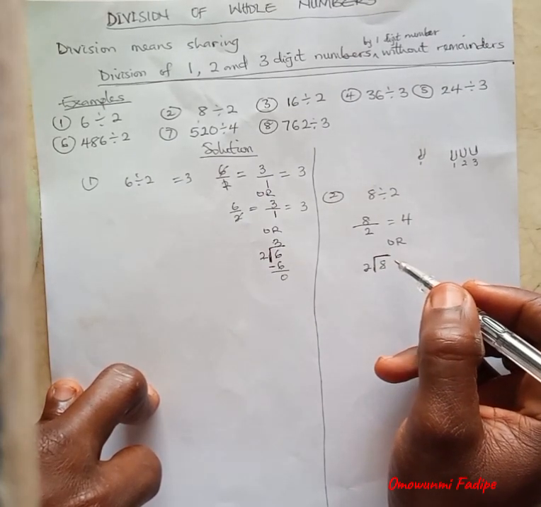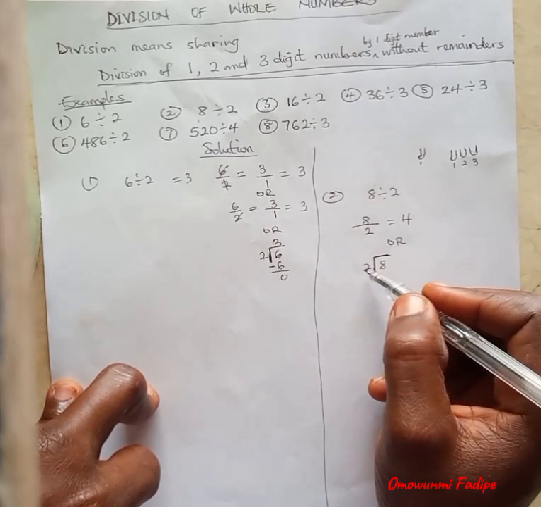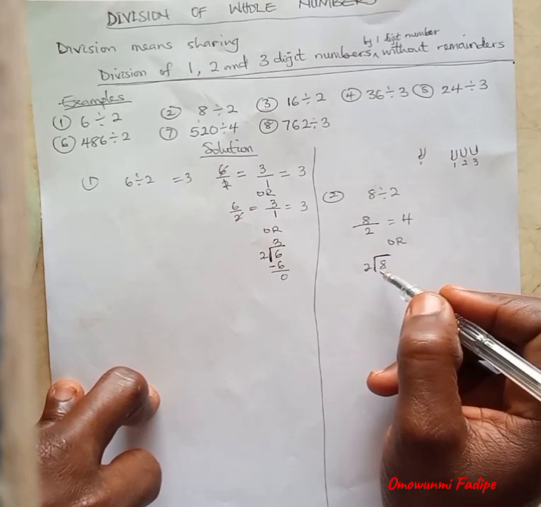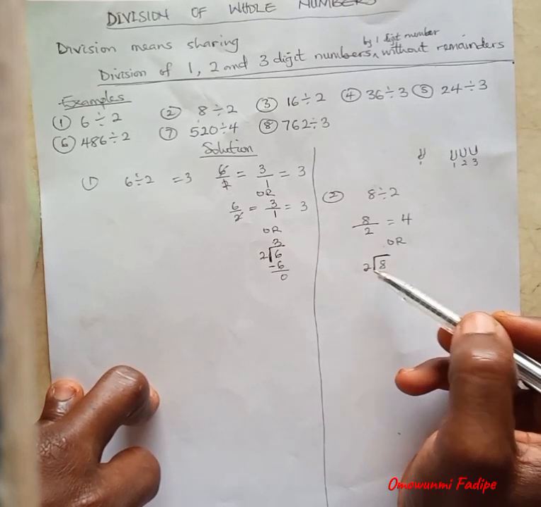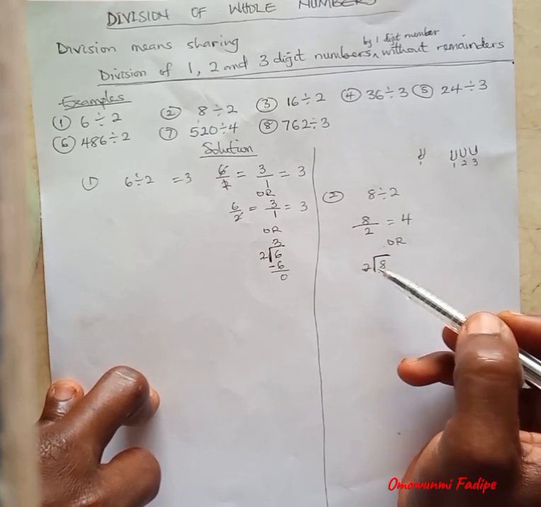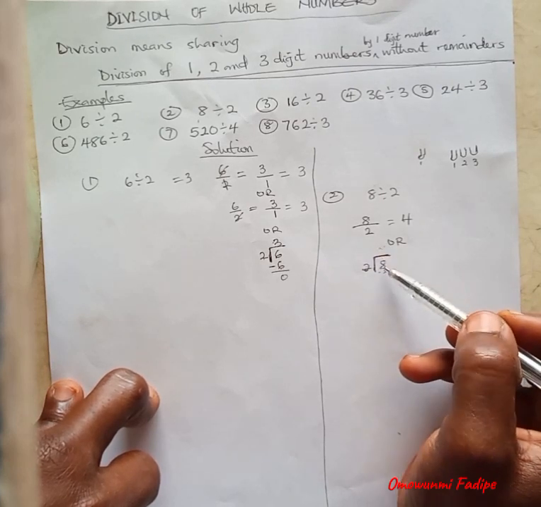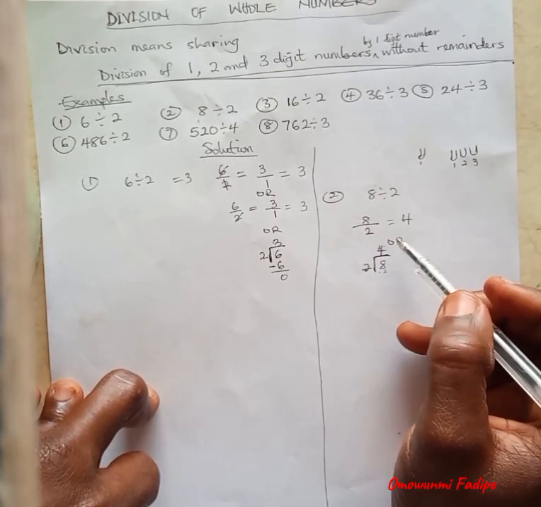You recite a multiplication table. Whichever one that you multiply and the answer gives you 8 is the answer. So 2 times 1, 2, no. 2 times 2, 4. 2 times 3, 6. 2 times 4, 8. So the one that gives me 8 is my answer. So 4 is my answer.